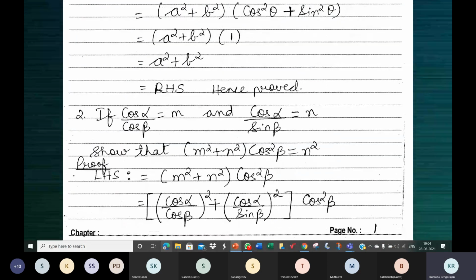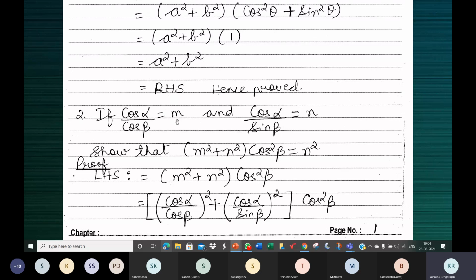All right, children. Let's see the second one. In 2, we have: if cos alpha by cos beta is m and cos alpha by sin beta is n, show that m square plus n square into cos square beta is equal to n square. So nothing, we just have to take up the LHS, work and get the RHS, that's all. So take up the LHS.